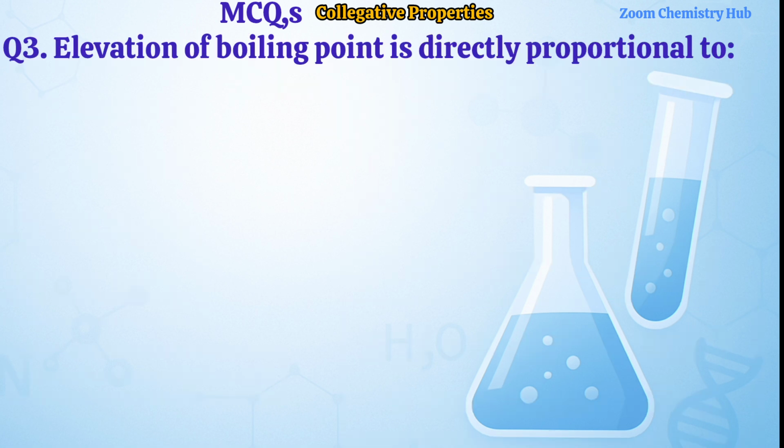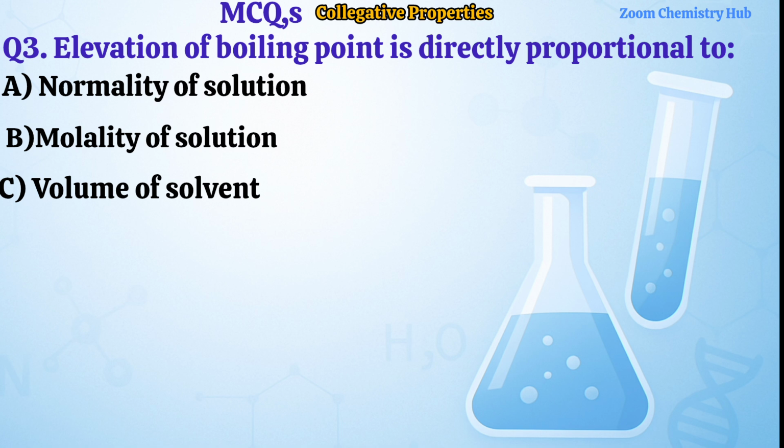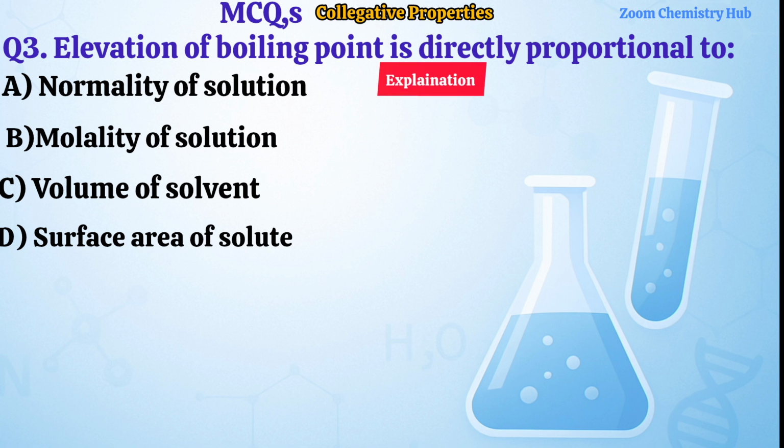Next question, question number 3. Elevation of boiling point is directly proportional to option A, normality of the solution, option B, molality of the solution, option C, volume of solvent, option D, surface area of solution. Now we will explain all these.